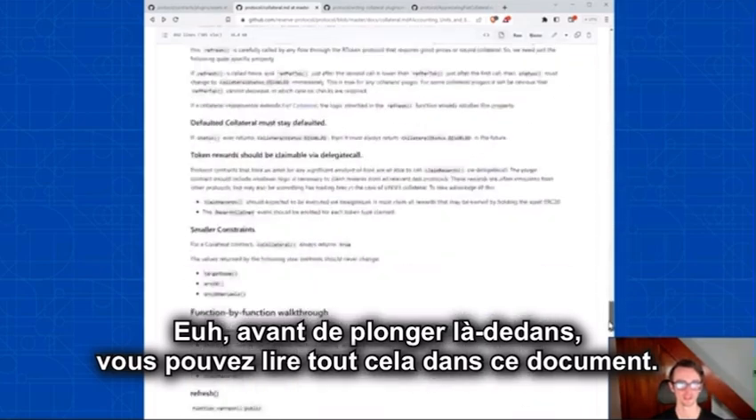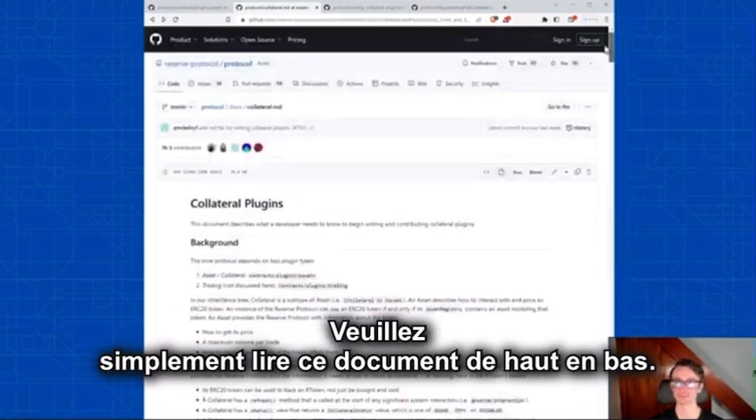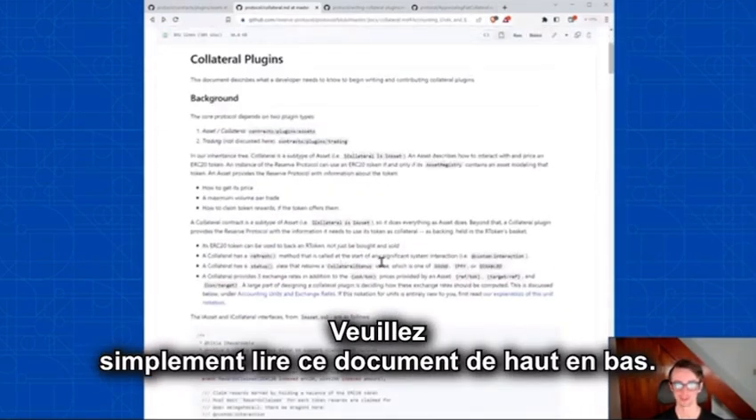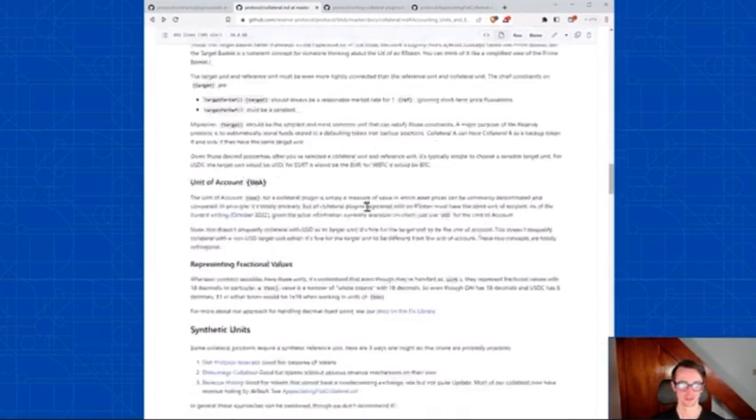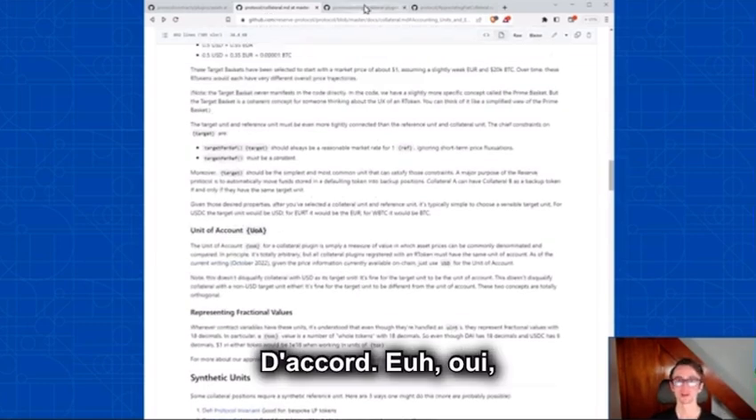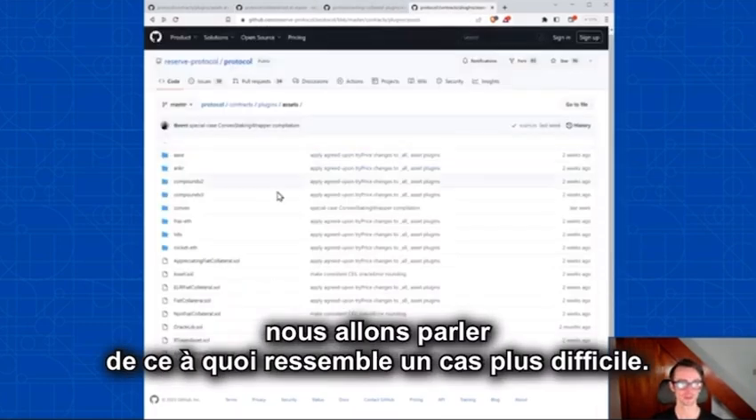You can read all of that from this document. Please just read this document from top to bottom. It will be very useful, and it will describe all sorts of things like this. Okay. Yes, we're going to talk about what a harder case looks like.